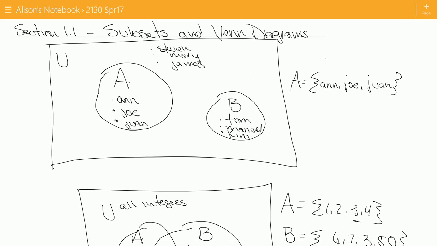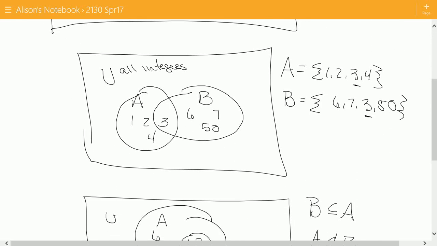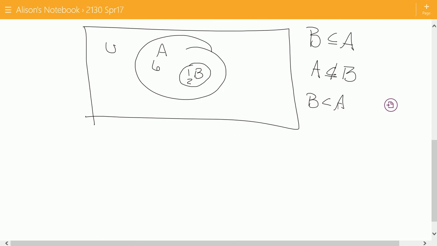One final thing that I would point out is in my original sets A and B of students in this university and students in the class, this is actually called disjoint. That is a property that just means that there are no shared elements between the sets. So A and B are disjoint sets because there are no common elements. When I look at my second set in the universe of all integers, A and B are not disjoint because they share a common element, 3. And then my final set at the bottom is also not disjoint because B is a subset of A, which means they have to share common elements.